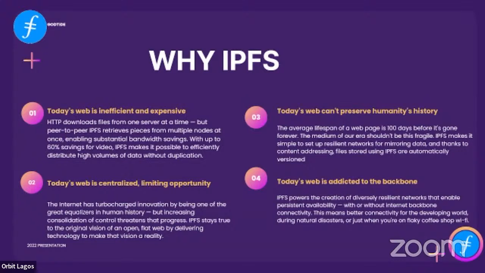HTTP downloads from one server at a time, and that's why today's web is inefficient and expensive. But peer-to-peer IPFS retrieves files from multiple nodes at once. When you're running an IPFS node, just like when you're running a Bitcoin node, there are so many peers around the world. You don't have to wait for a centralized server. You're not waiting for AWS US East 2. A couple of months ago there was an outage, I think in US East 2, and a lot of companies had issues. That does not happen on IPFS or Filecoin because everybody is running the node.